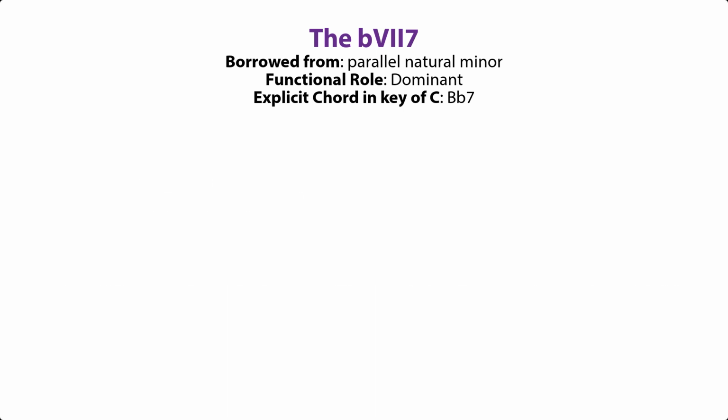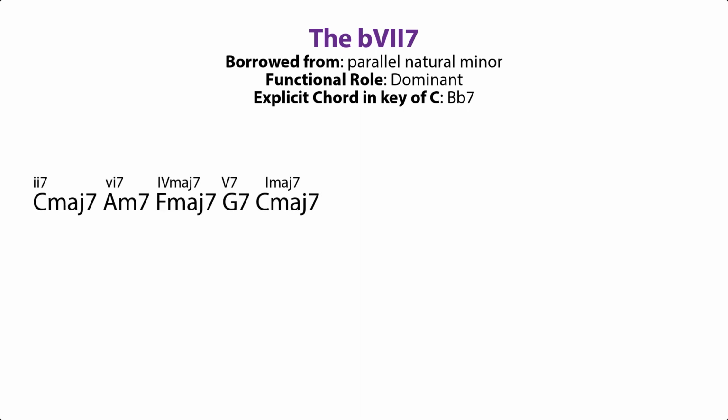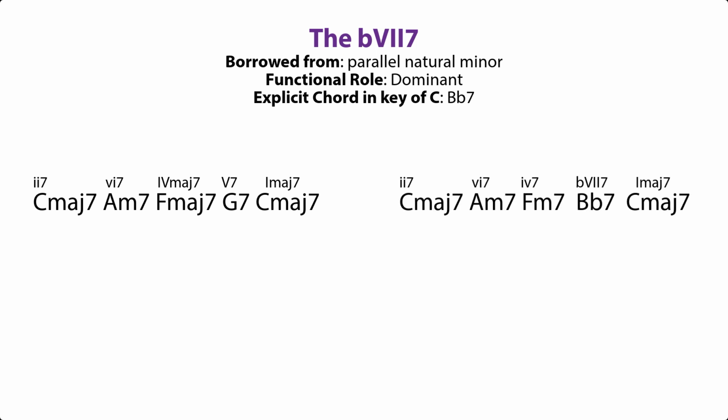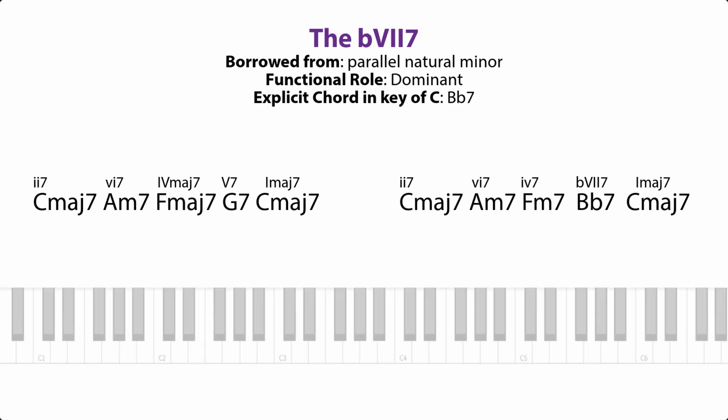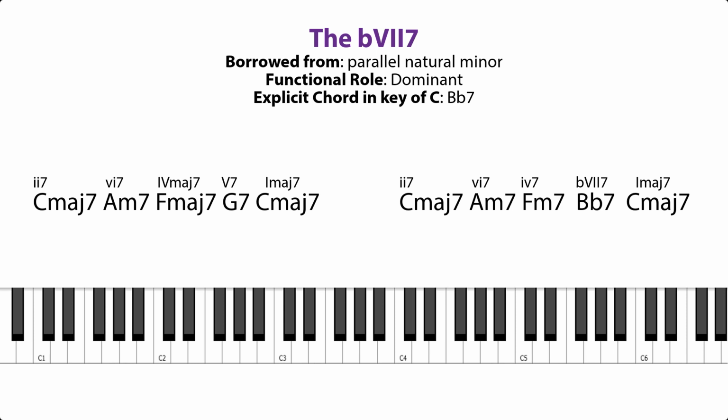Let's take something a little bit more complicated. Let's take a C major 7th to an A minor 7th to an F major 7th to a G dominant 7th. And let's make two substitutions. Let's swap the F major 7th for an F minor 7th. And let's swap the G dominant 7th for a B flat dominant 7th. It would sound like this.